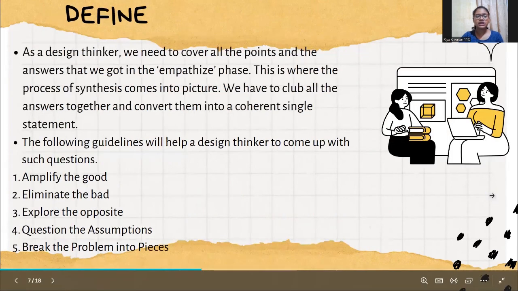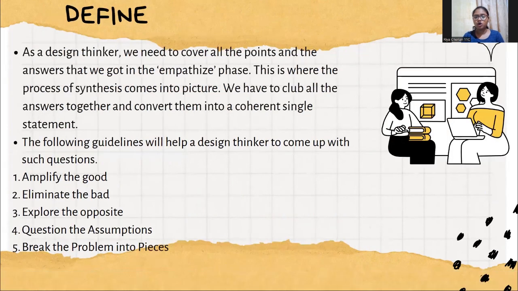Next is define. As a design thinker, we need to cover all the points and the answers that we got in the empathize phase. This is where the process of synthesis comes into the picture. We have to club all the answers together and convert them into a coherent single statement. The following guidelines will help a design thinker to come up with such questions: amplify the good, eliminate the bad, explore the opposite, question the assumptions, break the problem into pieces.